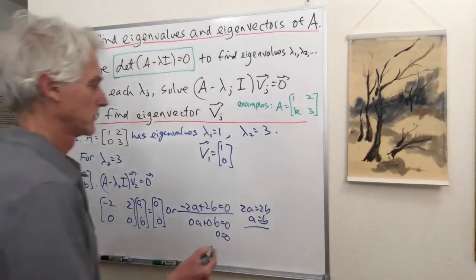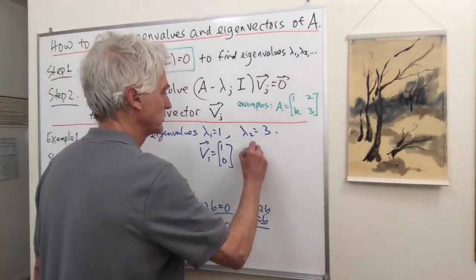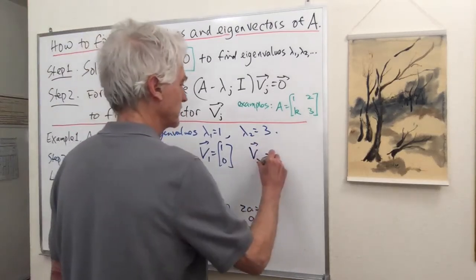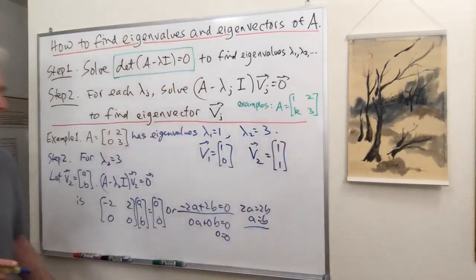So a can be anything except for 0, but I'll just choose 1, 1. That's probably the simplest one.